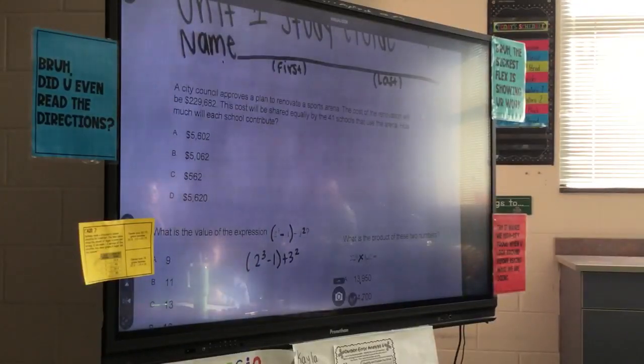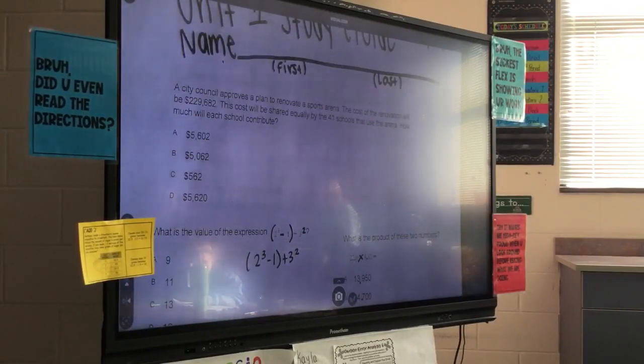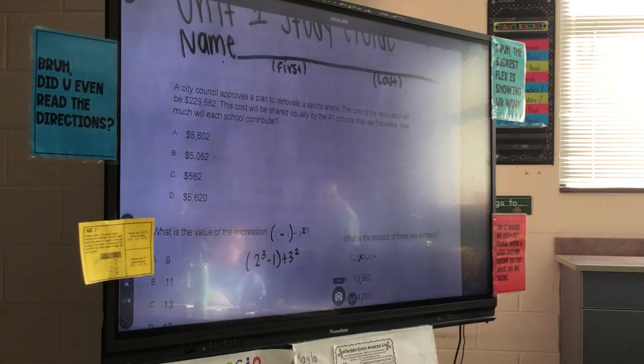All right, so City Council approves a plan to renovate a sports arena. The cost of the renovation will be $229,682. The cost will be shared equally by 41 schools that use the arena. How much will each school contribute?